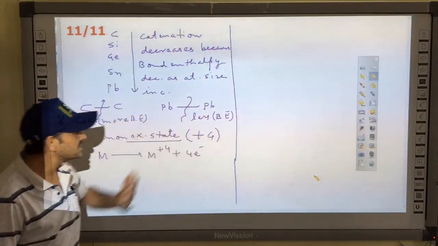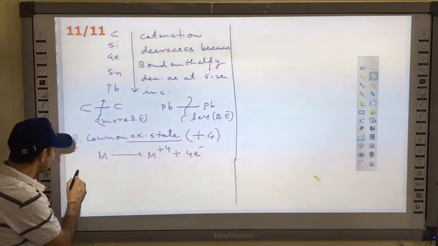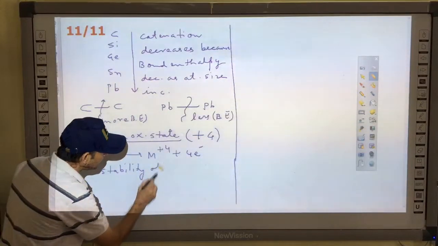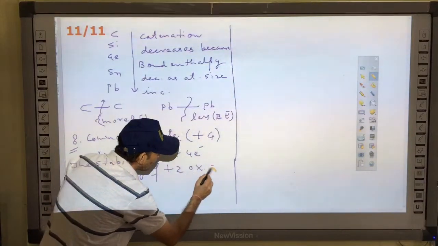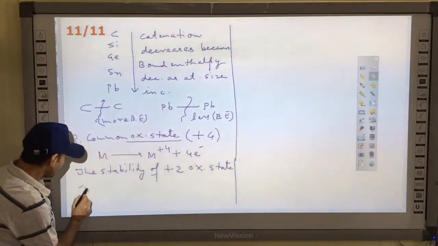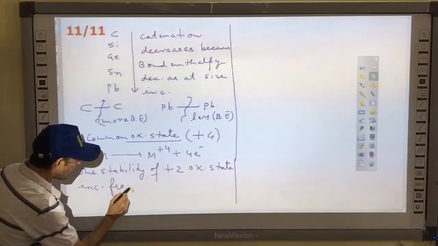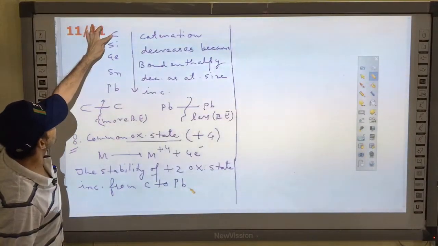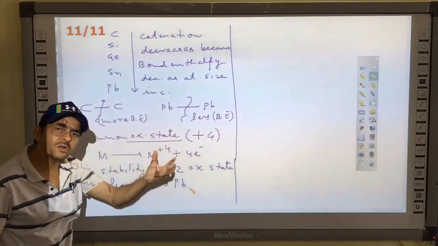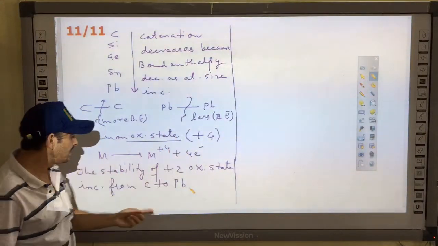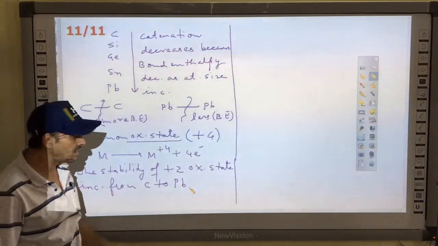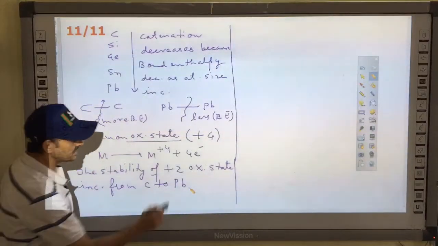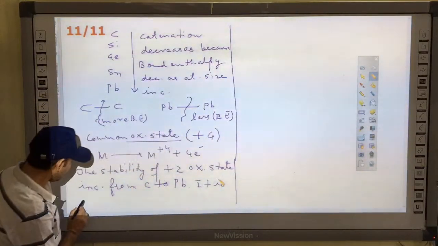So, the common oxidation state is +4, except that the stability of the +2 oxidation state increases from carbon to lead. Now why is this happening? Yesterday I discussed that when moving from carbon to lead, the +4 oxidation state tends to become unstable and the +2 oxidation state becomes more stable. It was also happening in group 13 elements. It is due to the inert pair effect.